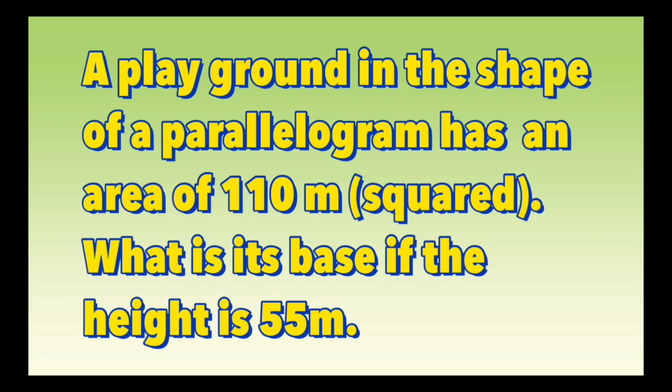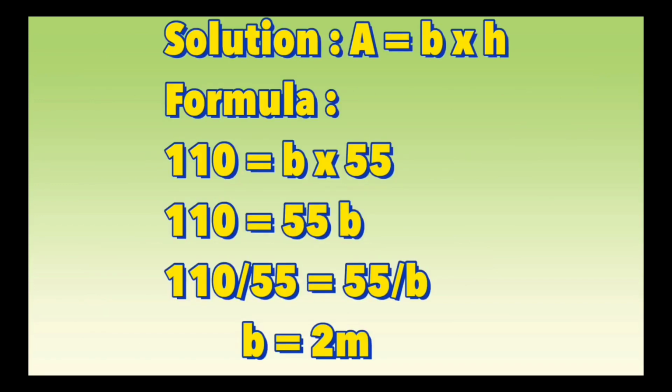A playground in the shape of a parallelogram has an area of 110 square meters. What is its base if the height is 55 meters? Solution: again, we will use the formula of a parallelogram. Area equals base times height. Then we have to substitute. The given area is 110 equals the base times the given height, which is 55.